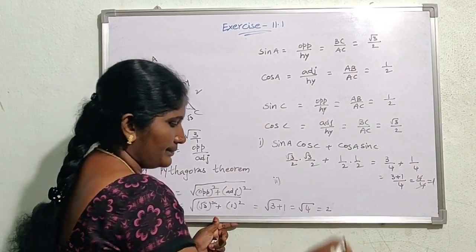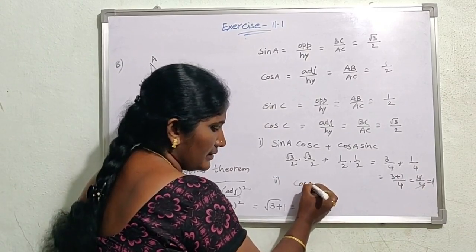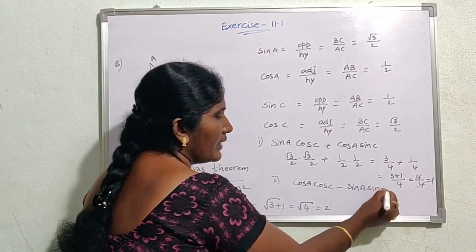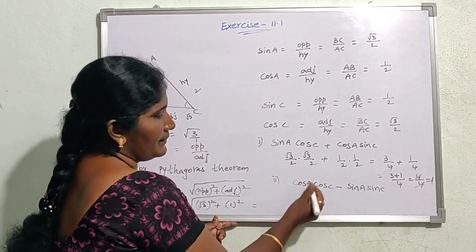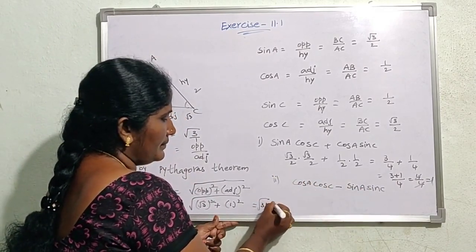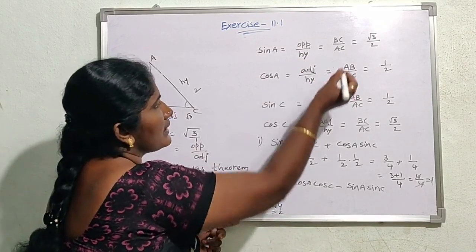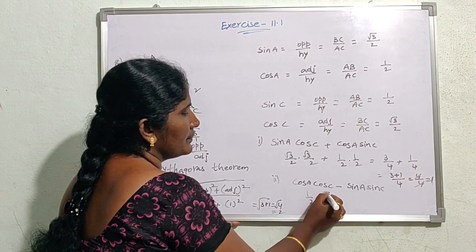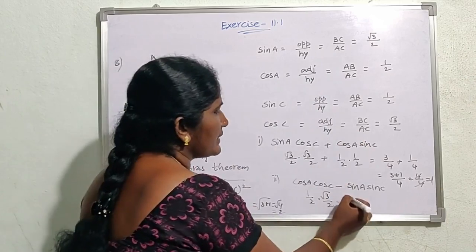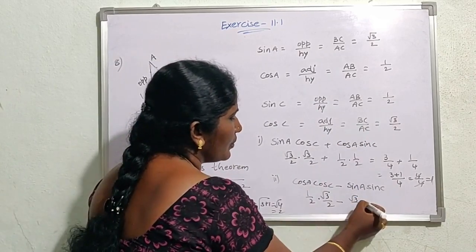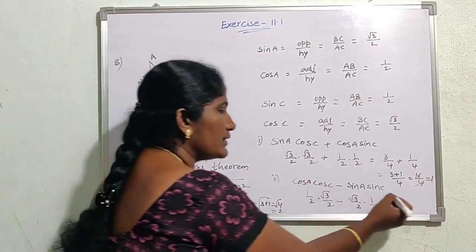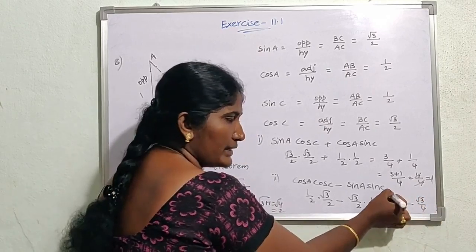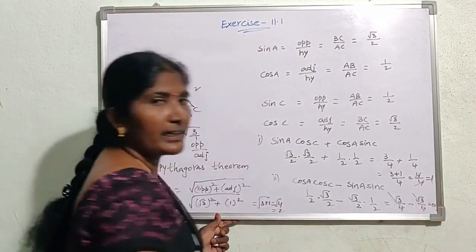Next, second question. Cos A, cos C minus sin A, sin C. Again, substitute the values. Cos A is 1 by 2 and cos C is root 3 by 2 minus sin A is root 3 by 2 and sin C is 1 by 2. Again multiply numerators root 3 by denominators 2 to 4 and here also root 3 by 4. Root 3 by 4 minus root 3 by 4 get cancelled and answer is 0.